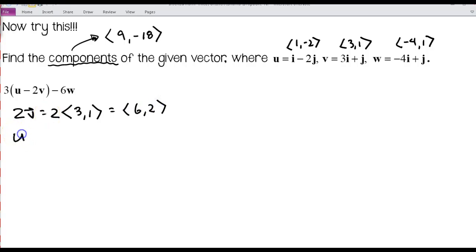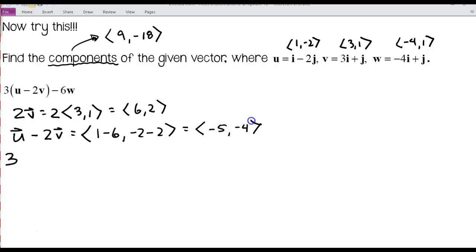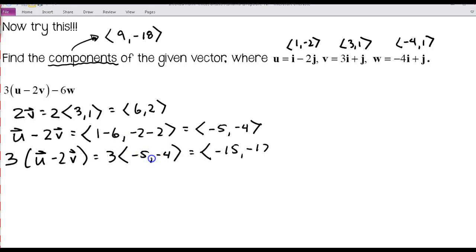Then I can do u minus 2v. So u was 1, negative 2, so that's going to be 1 minus 6. I'll subtract my x components, and then negative 2 minus 2, I'll subtract my y components, and that gives me negative 5, negative 4. Alright, and then I'm going to do 3 times that, so 3 times u minus 2v. So that's 3 times negative 5, negative 4, which gives me negative 15, negative 12.